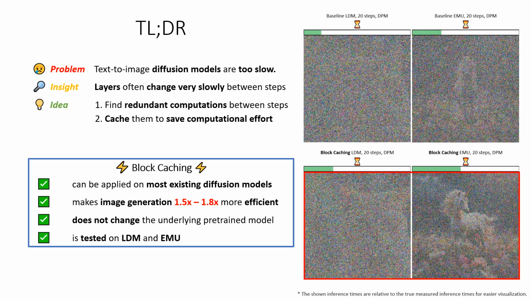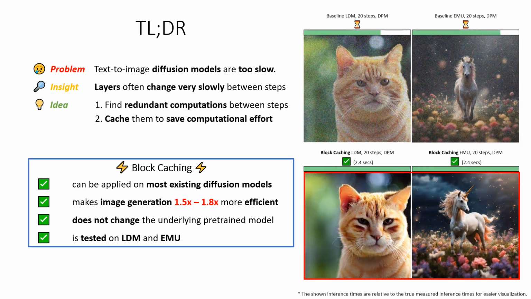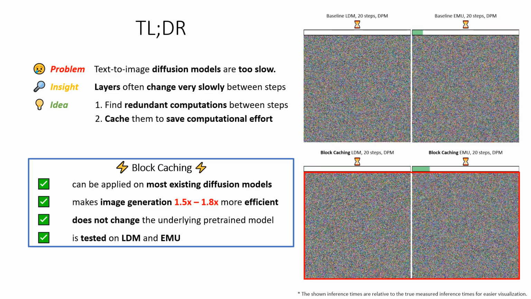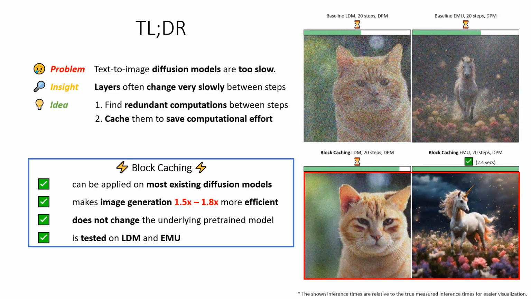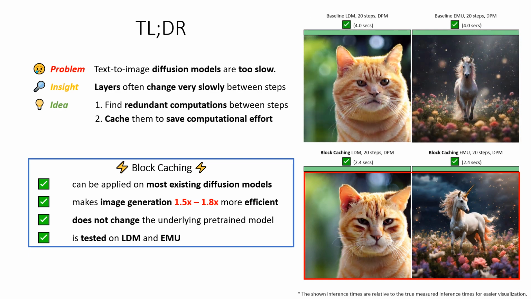Based on these considerations, we developed block caching. This technique can be applied on most existing diffusion models and makes image generation around 1.5 to 1.8x more efficient without losing quality. Furthermore, it does not change the underlying pre-trained model. To verify block caching, we tested on two very popular diffusion models, LDM and EMU.